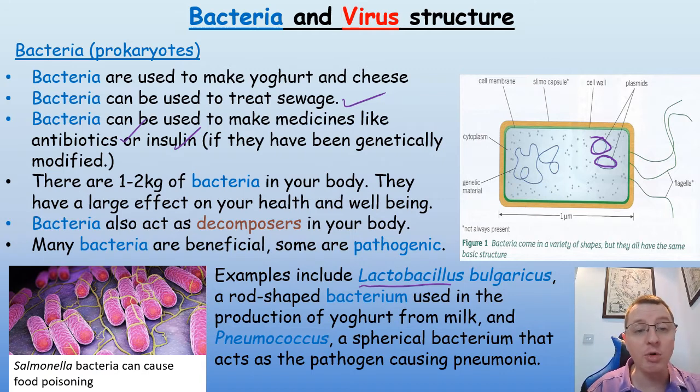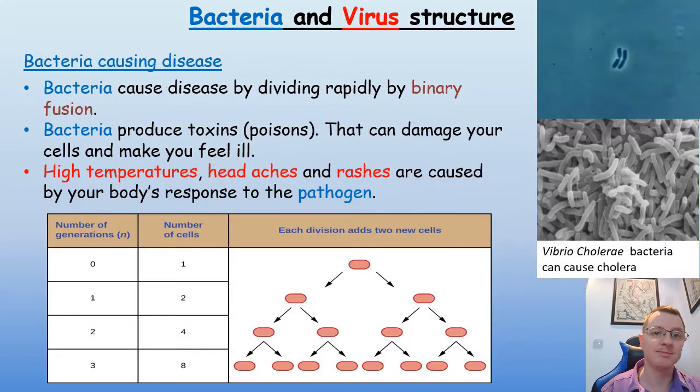There's approximately 1 to 2 kilograms of bacteria in your body, and they do have a very large effect on your health and your well-being. In particular, your gut bacteria will have a large effect on your body, and that will be the bacteria you find in your small intestines or in your stomach. Bacteria can also act as decomposers within your body and also within the environment. And as we've already mentioned, many bacteria are beneficial, but some of them may well be pathogenic, like Pneumococcus, and cause diseases. So how does a bacteria cause disease?